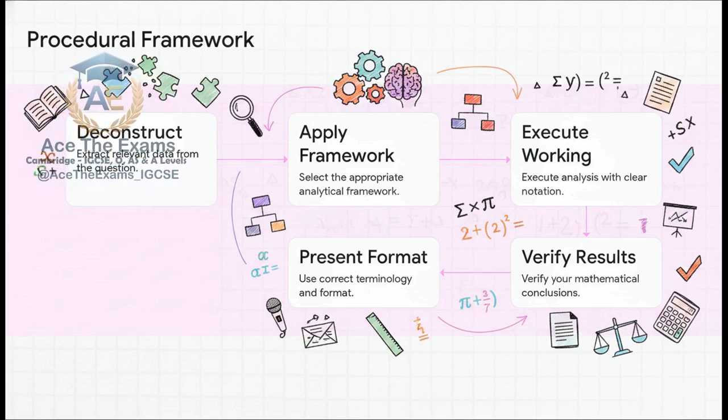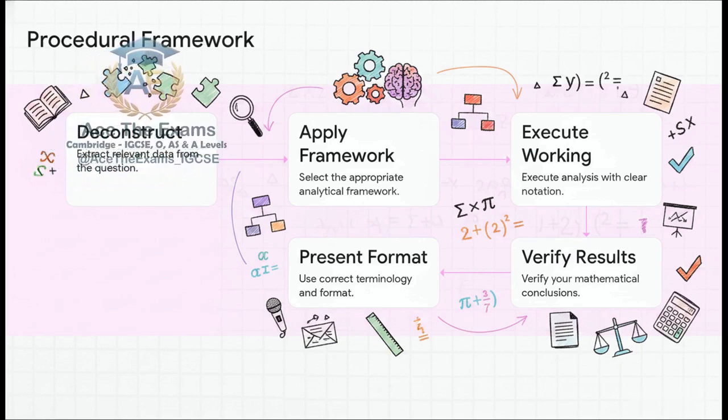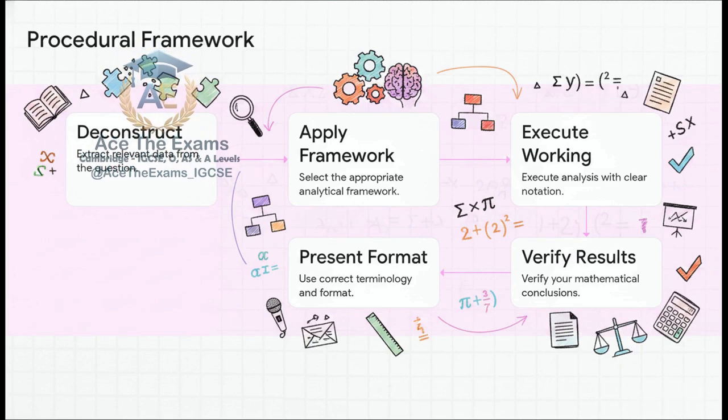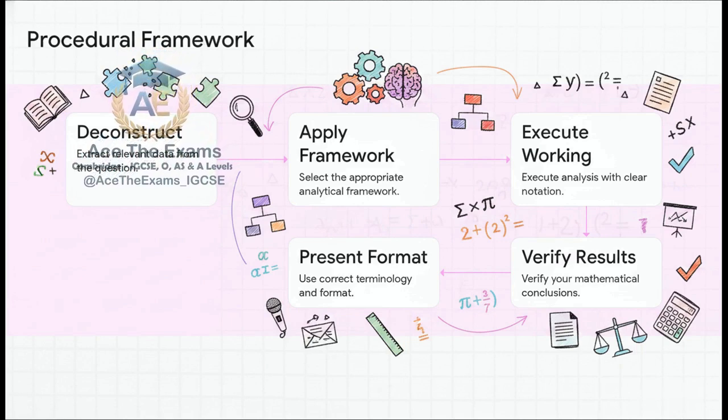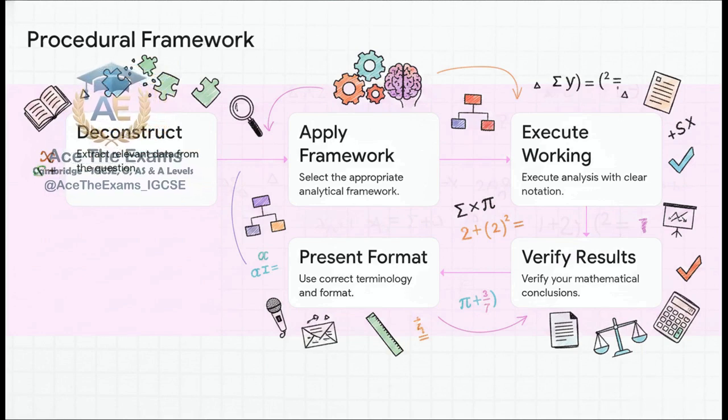Step 1. Deconstruct the question and extract the relevant data. Is it asking for an exact value or a decimal? Step 2. Select and apply the relevant analytical framework. Are you dealing with 30, 45, or 60 degrees? Step 3. Execute your analysis with crystal clear working. Step 4. Verify your results. Did you drop a negative sign in the third quadrant? And Step 5. Present the information in the appropriate format using correct terminology.